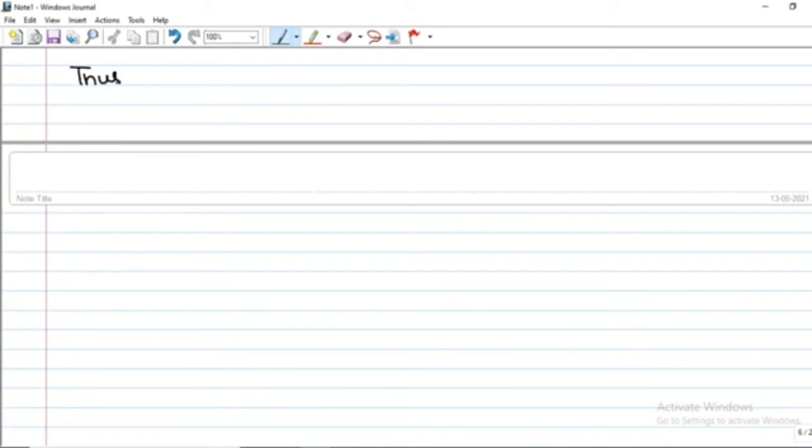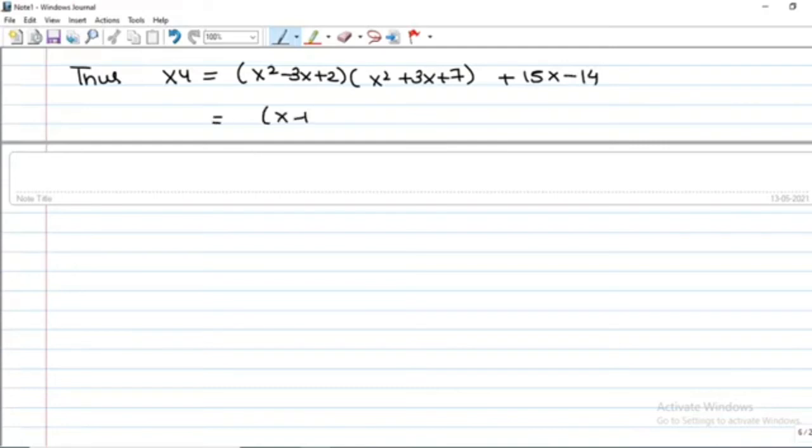Thus x raised to 4 we can write as x square minus 3x plus 2 into x square plus 3x plus 7, plus the remainder, which was 15x minus 14. So if we simplify it further, we are left with x minus 1 into x minus 2 into x square plus 3x plus 7 plus 15x minus 14.